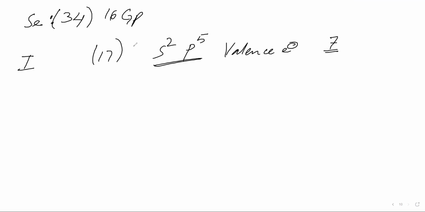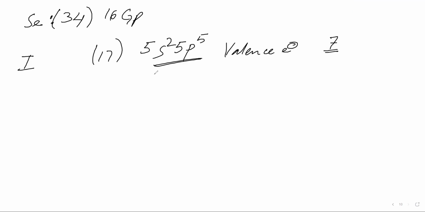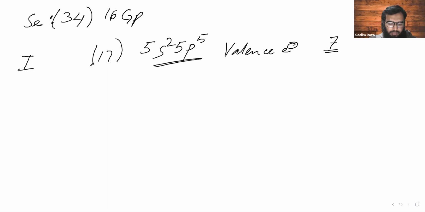Yes, 7. And if you just open your eyes, then you can tell that this will be in 5s and 5p. So n is equal to 5. Fifth period. And this is the fifth period, and you just have to know the atomic number.